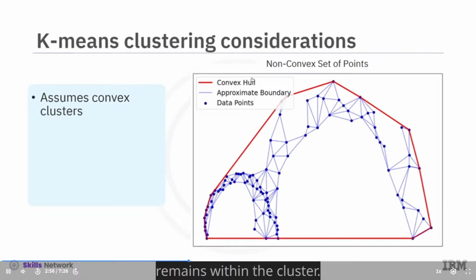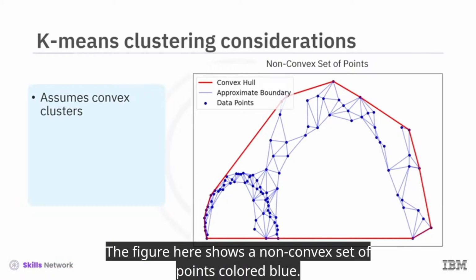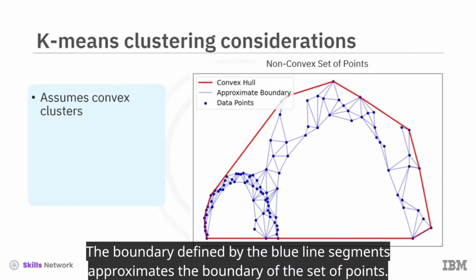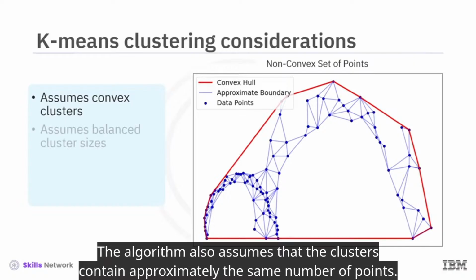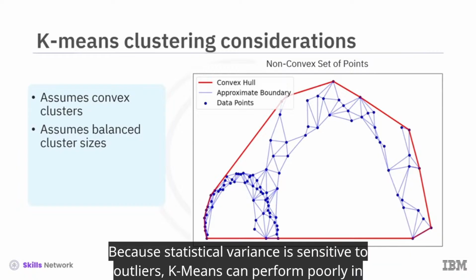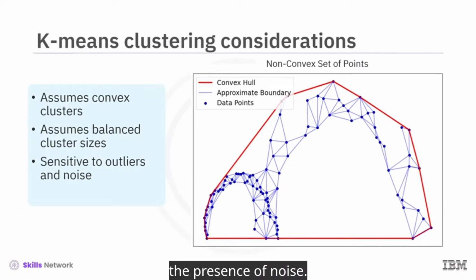cluster. The figure here shows a non-convex set of points colored blue. The boundary defined by the blue line segments approximates the boundary of the set of points. The red lines outline what is called the convex hull of the points. The algorithm also assumes that the clusters contain approximately the same number of points. Because statistical variance is sensitive to outliers, k-means can perform poorly in the presence of noise.